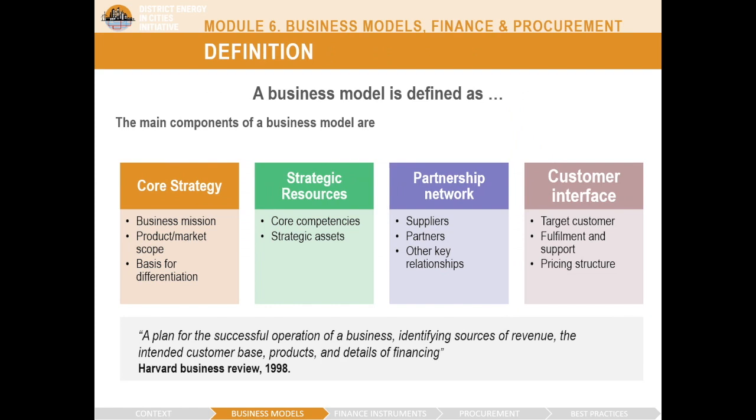Definition. A business model is defined as a plan for the successful operation of a business, identifying sources of revenue, the intended customer base, products, and details of financing. It boils down to the company's plan for making a profit based on pricing and cost. The main components of a business model are core strategy. It is the first component of a business model which describes how a firm competes relative to its competitors. The firm's mission statement, the product or market scope, and the basis for differentiation are the primary elements of a core strategy.